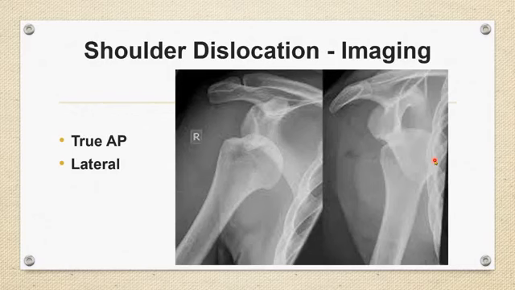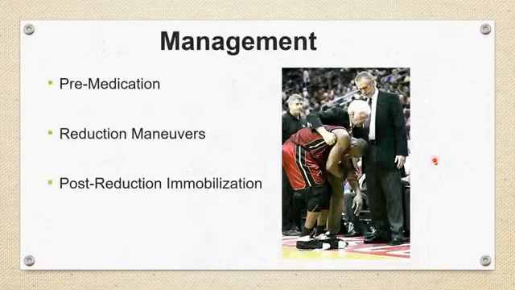Okay, so how do you manage this type of shoulder dislocation? If we find this type of dislocation, any dislocation, you know that this is an orthopedic emergency. So you have to do some pre-medication before going for reduction, and after reduction you need post-reduction immobilization as well as proper rehabilitation of the patient.